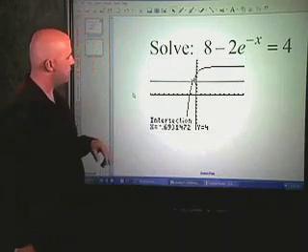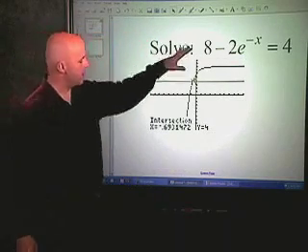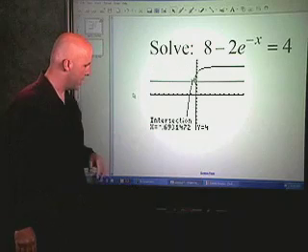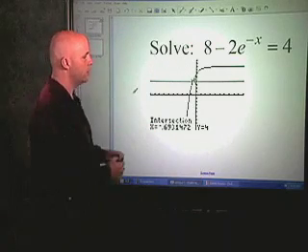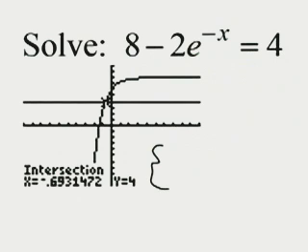So using our graphing utility, solving this equation yields the x value of negative 0.693. So our solution set is negative 0.693.